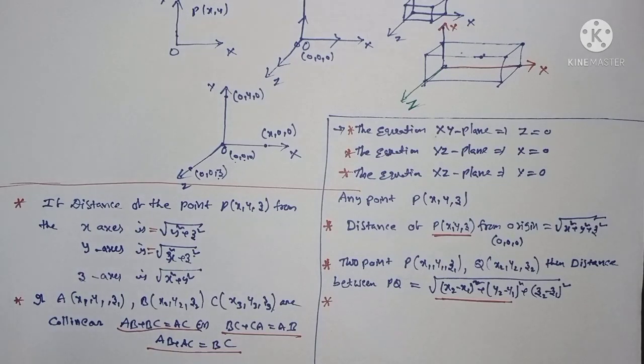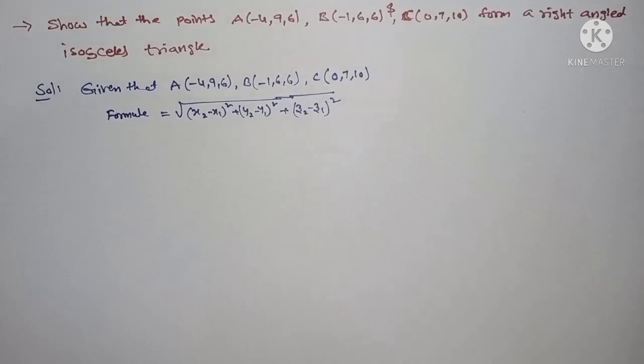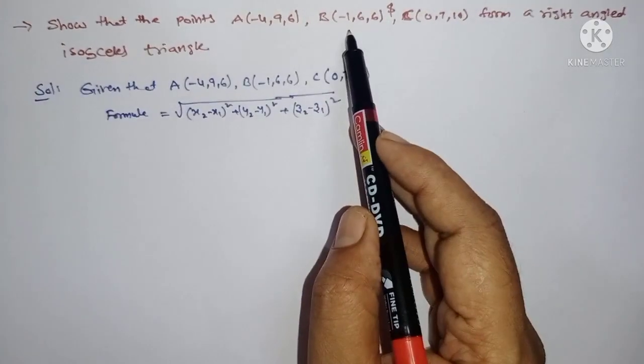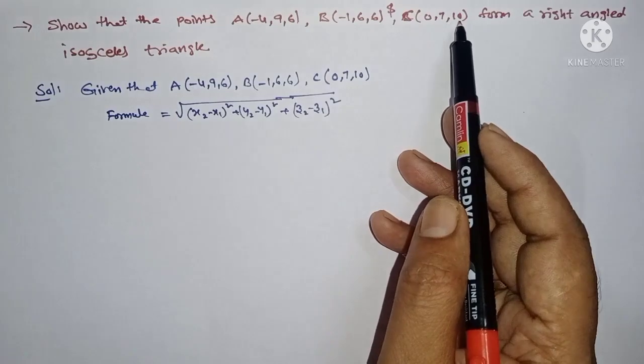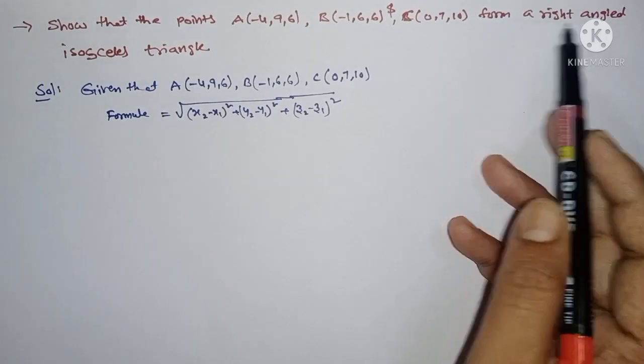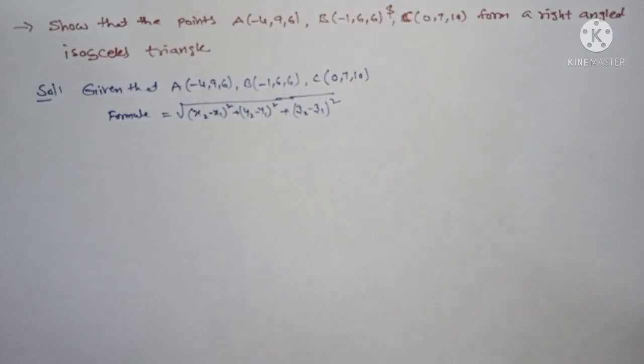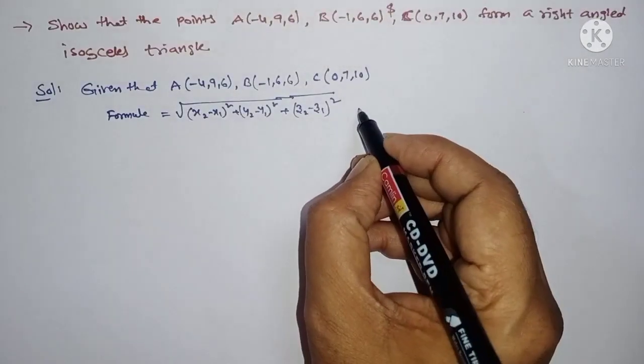You can do problems. Next problem: show that the points A of 4 comma minus 4 comma 9 comma 6, B of minus 1 comma 6 comma 6, and C of 0 comma 7 comma 10 form a right angled isosceles triangle.